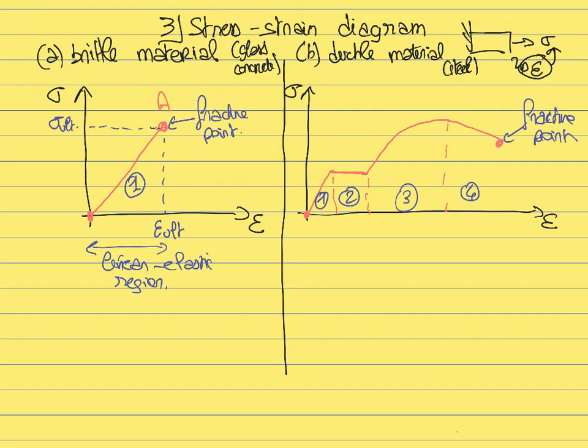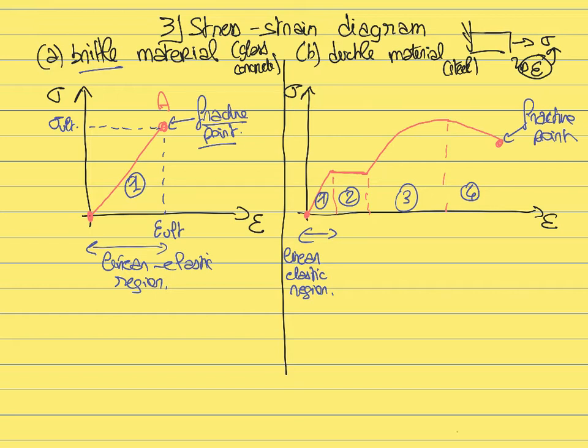So this is the linear elastic region, and this is the same region that you have in ductile material. Initially, you have this linear elastic region. That's stage number 1. Again, in the case of brittle material, this is the only stage that you have. You have a linear elastic material until you reach the fracture point.